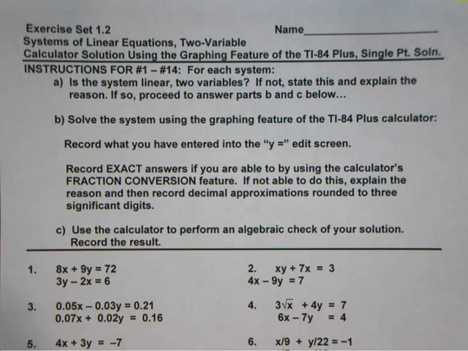Alright, so if we do have a linear system, 2 variables, we would go to part B here, which is solve the system using the graphing feature of the TI-84 Plus calculator. Record what you have entered into the y equals 2 edit screen. Record exact answers if you are able to by using the calculator's fraction conversion feature. If not able to do this, explain the reason and then record decimal approximations rounded to 3 significant digits. Part C. Use the calculator to perform an algebraic check of your solution. Record the result. Alright, let's go to exercise 1.